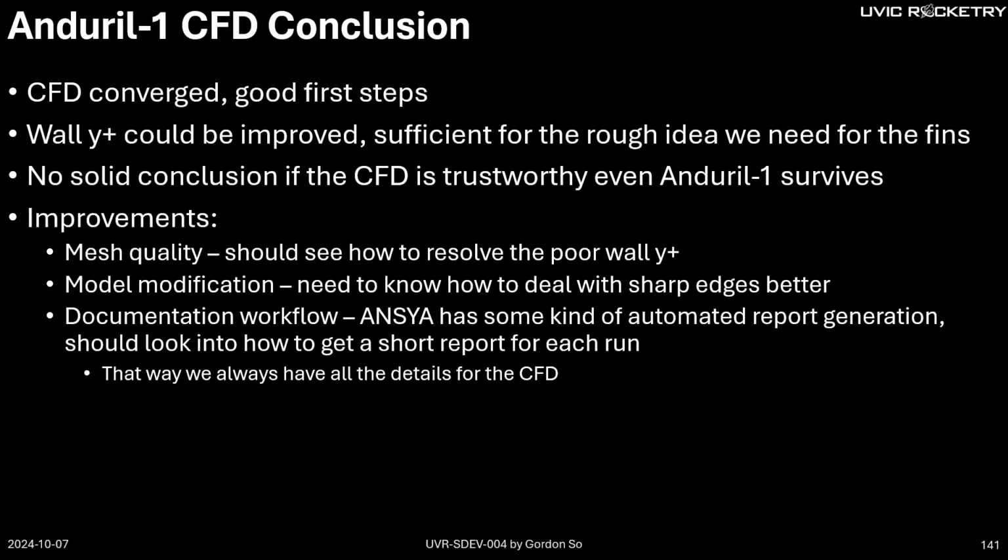Documentation workflow. ANSYS actually has an automatic generation process that would give you a bunch of graphs for each run. So the team should look into how to do that properly. Maybe write some tiny code to automate that process. Make sure we have all the pictures, all the stuff that we need each time, so we can refer and see: okay, are we actually improving the CFD, or are we going in the wrong direction?